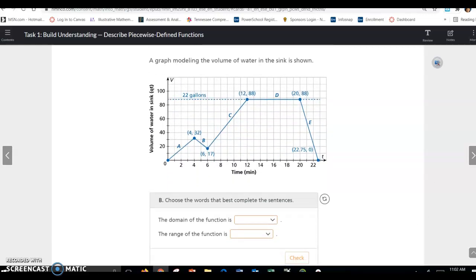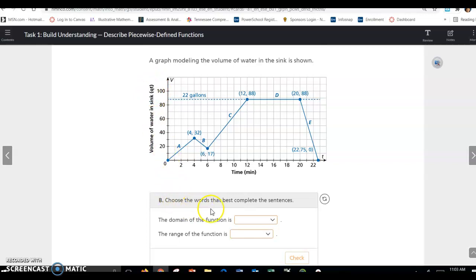A graph modeling the volume of water in the sink is shown. Across the bottom, you've got time in minutes, so it goes from 0 up to almost 23 minutes. And the y-axis, it's called V, but this is the y-axis. This is the volume of water in the sink, and this is in quarts. Remember, above some were in gallons and some were in quarts, and 4 quarts are in 1 gallon.